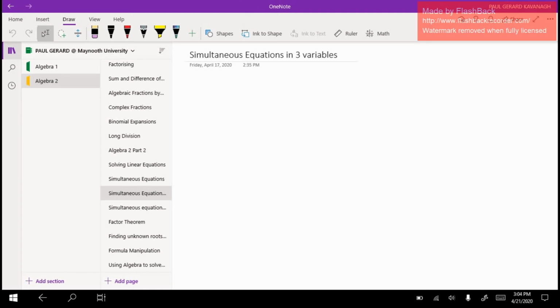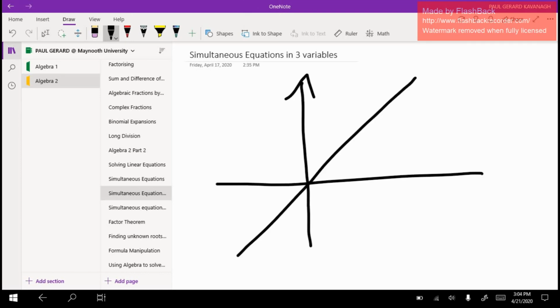So say here, have a pen. So this is going to be your Z plane, your Y plane, your X plane. So what you want is to find a point that is in all 3 planes. So it corresponds with this one. So you can see there that that is a point.